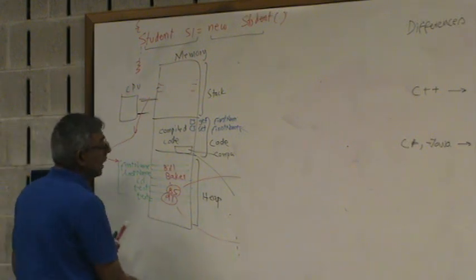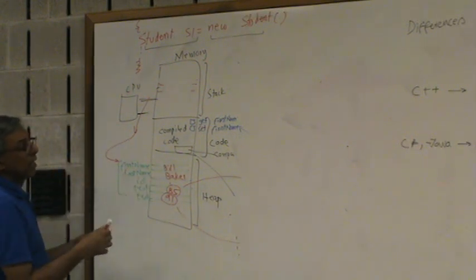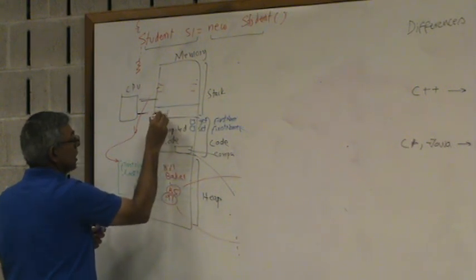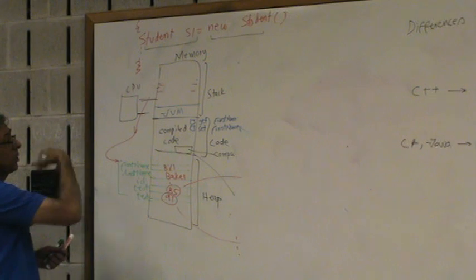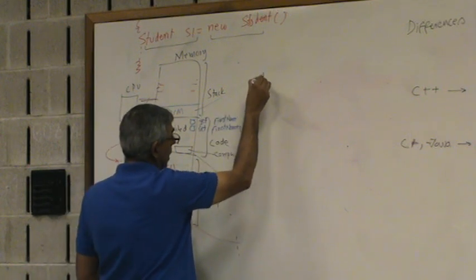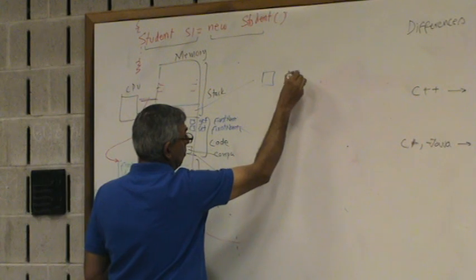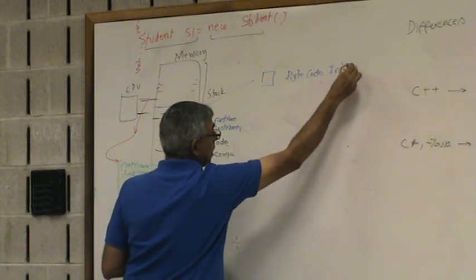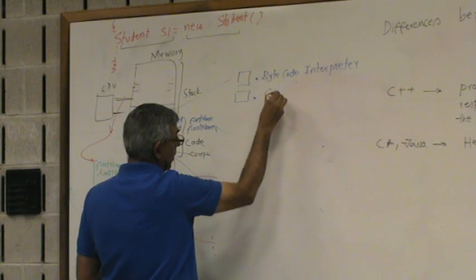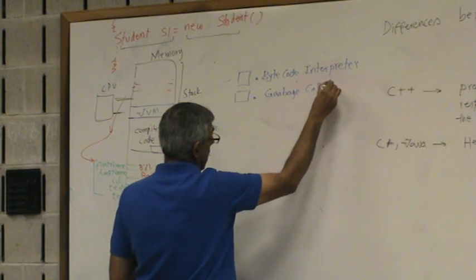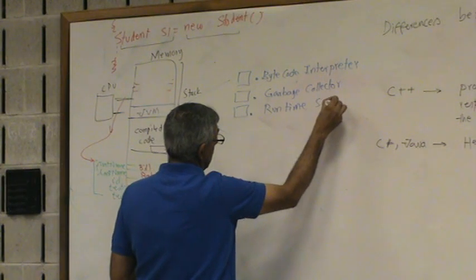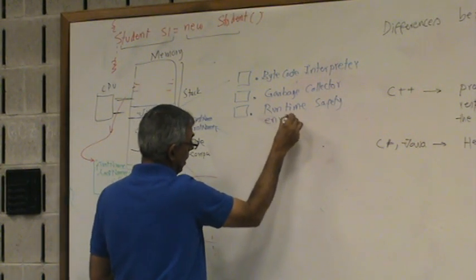So in languages like C# and Java, as part of the runtime, for example in Java, we have what is called the Java virtual machine, which also gets loaded in the memory. The Java virtual machine has three main parts to it. One is the bytecode interpreter. The second part is the garbage collector. And the third part is the runtime safety environment.